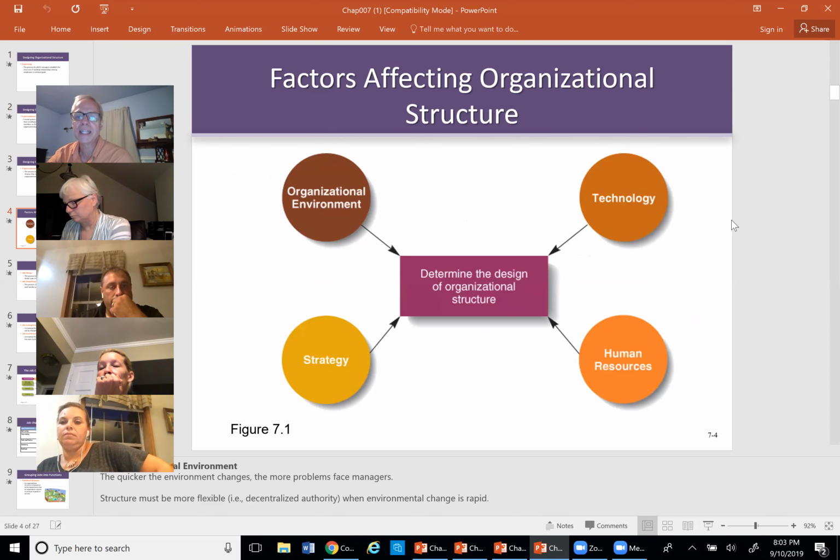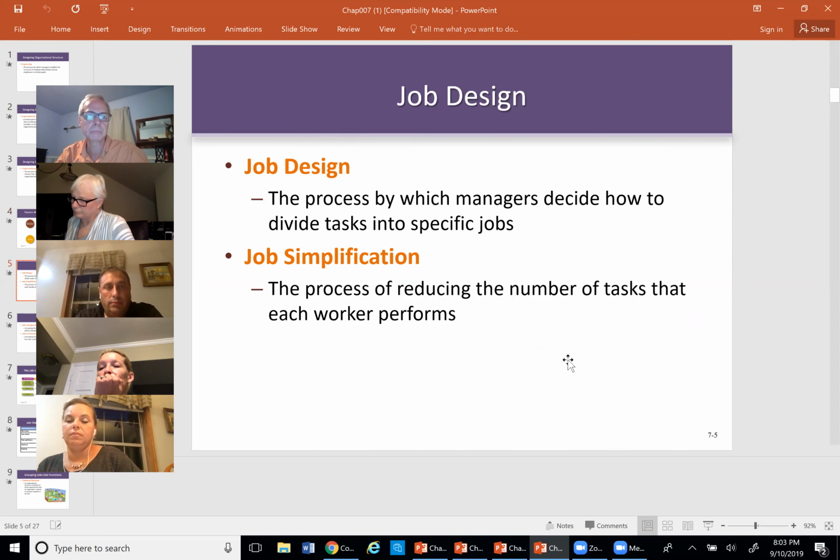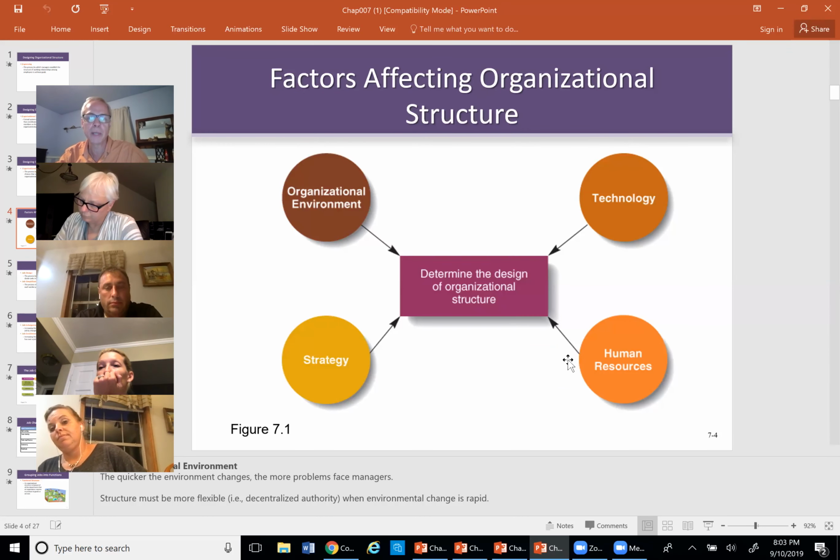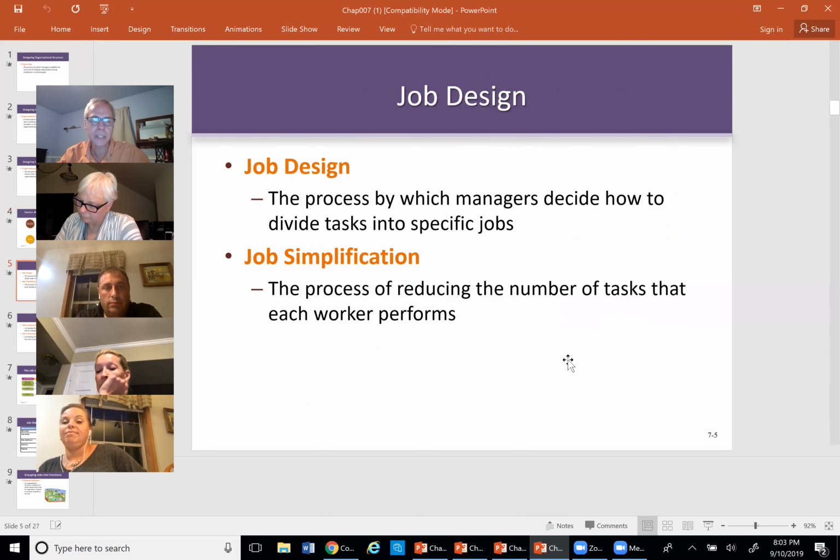So factors we need to think about affecting organizational structure: the organizational environment that we're operating in, what's our overall strategy, do we want to be spread out, do we want to be pulled together, what are the technology factors affecting how we work, and our human resources. So it's a lot of things to think about when you're designing an organizational structure. We'll talk a little more about that in a little bit. Drill down through that a little bit.